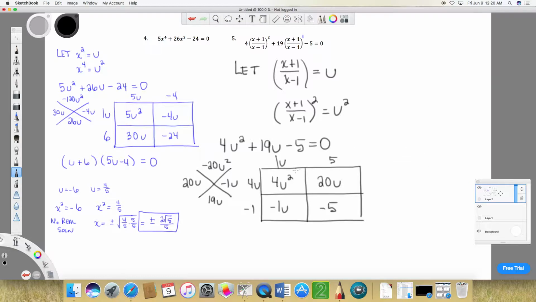So let's check. 4u times 1u is 4u squared. 4u times 5 is 20u. -1 times 1u is -1u, and -1 times 5 is -5. So this trinomial, we can factor it to 4u minus 1 times u plus 5. And that equals 0.